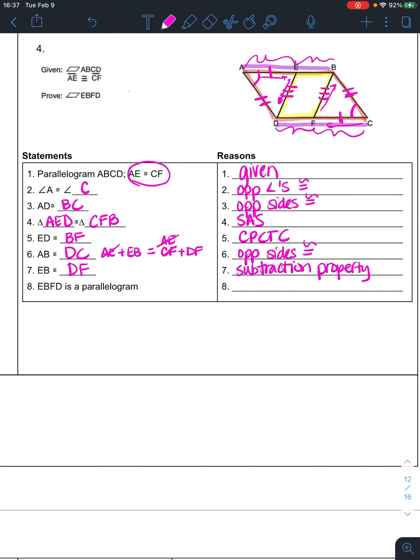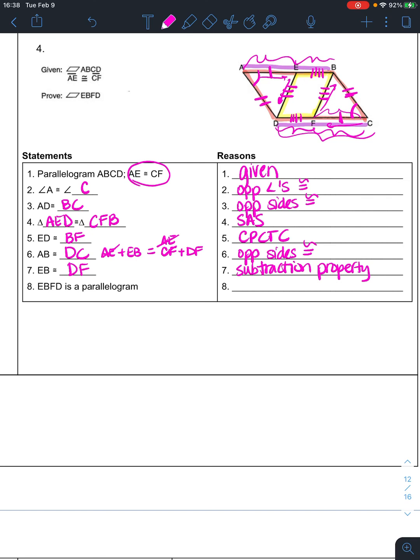So you could have inserted several steps in here to where you would have your addition property, then you would have your substitution property, and then your subtraction property. And then from there, now I know EB is congruent to DF. It's also the property of addition, like if you have two congruent segments and I take away that one. That's basically what we're doing with that subtraction property. So EBFD is a parallelogram.